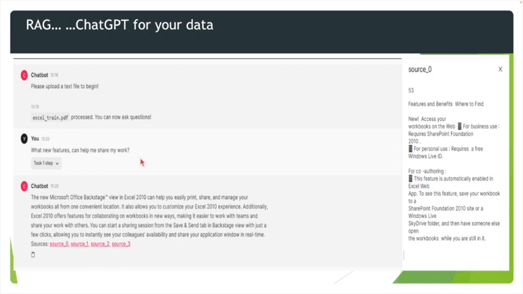So you look at this is the query. What new features can help me share my work? And so essentially the system is then going to go and look in that PDF, is going to find the relevant parts of that PDF. And you see here we've got a number of sources. So this PDF behind the scenes has been split up into lots of smaller documents or chunks, and here it comes back with a suggestion of 1, 2, 3, 4 different documents, and we can still have access to those documents. We can see exactly what that part of the document said.